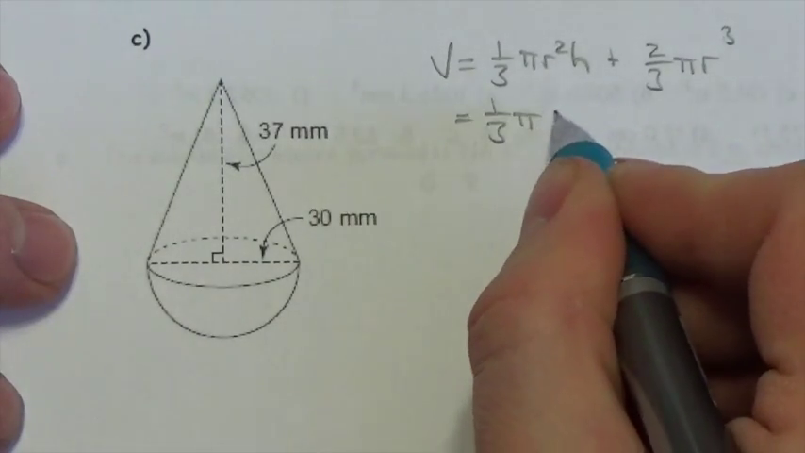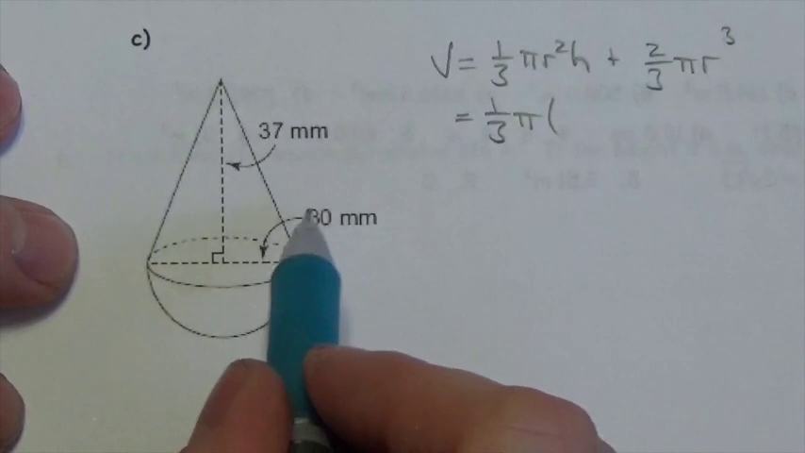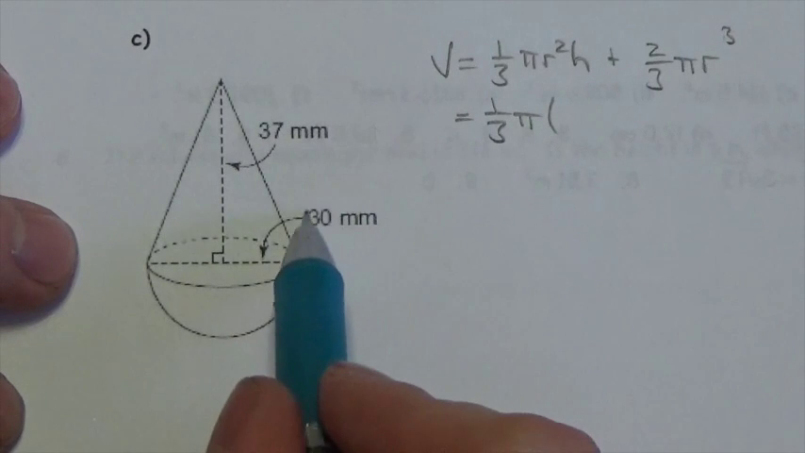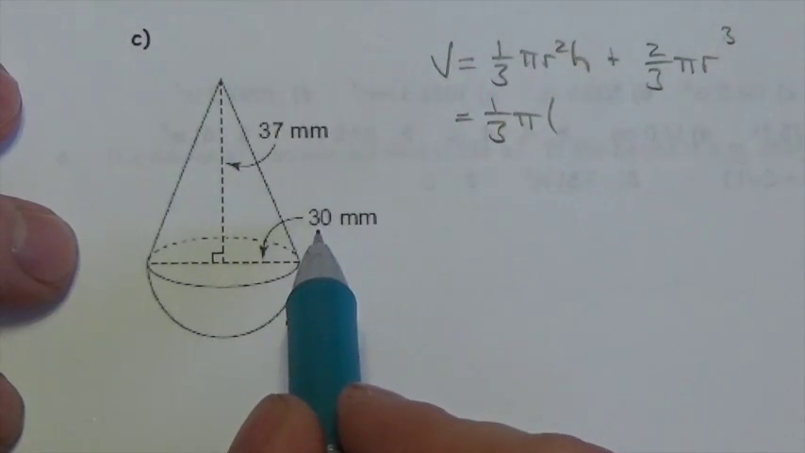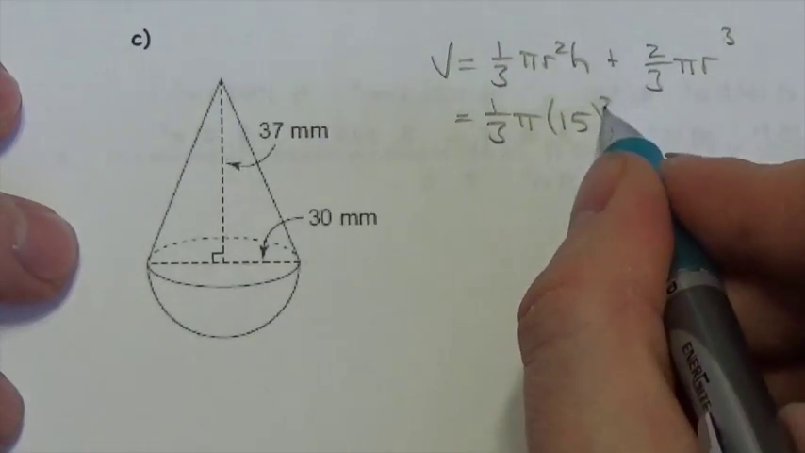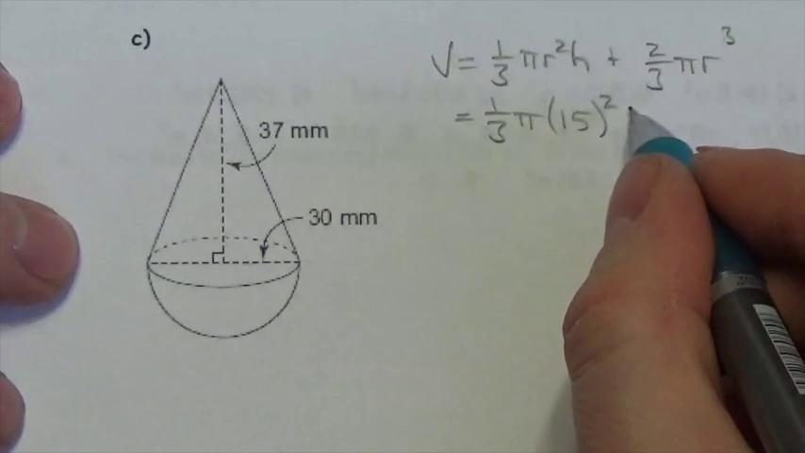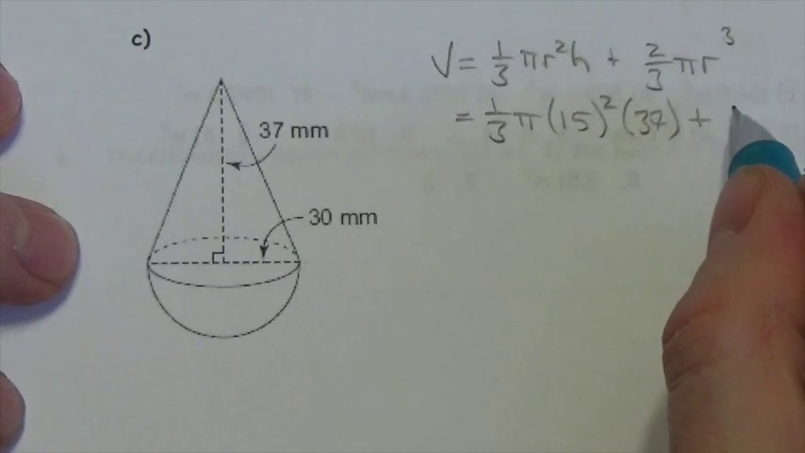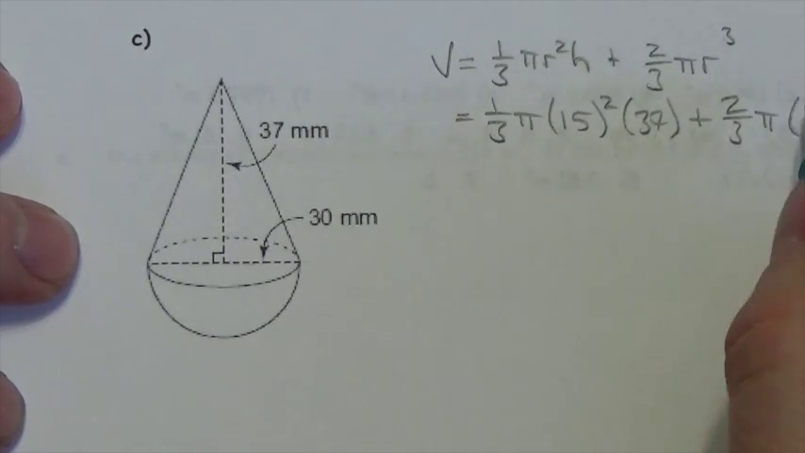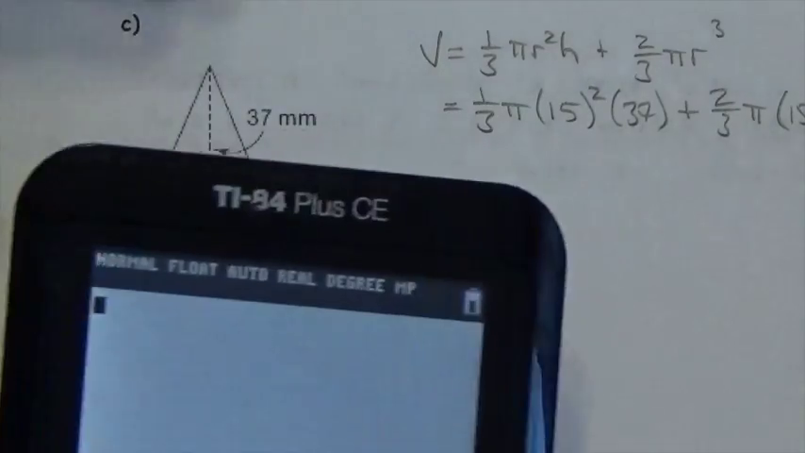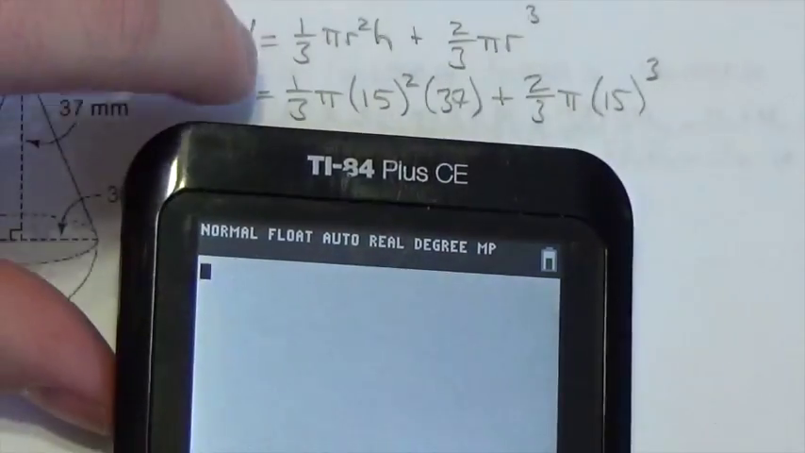So 1/3 pi, well, now bear in mind what this means here. When they point to this, that line goes all the way across there. So the implication here is that that 30 is a diameter, not the radius. So I need to divide that by 2 to get the radius. And then the height there at 37. Okay. Now add that to 2/3 pi, and again we know that for that hemisphere that radius is going to stay the same. And there we go. I just got to plug that into my calculator here.